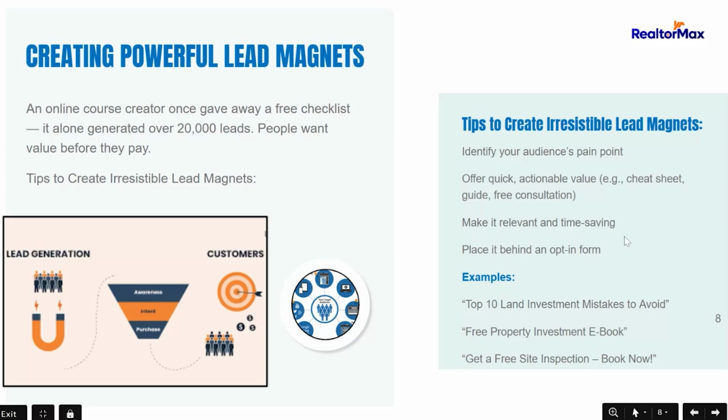Now, an example is top 10 land investment mistakes to avoid. That's a practical example. A lot of people who have been burnt before still want to go into investment. They know investment is key. They did it the wrong way before. Now, they'll be very much interested in the free materials you provided to them on the top 10 land investment mistakes to avoid.